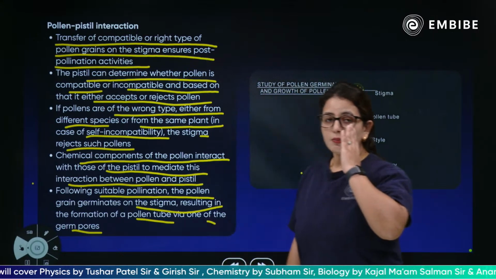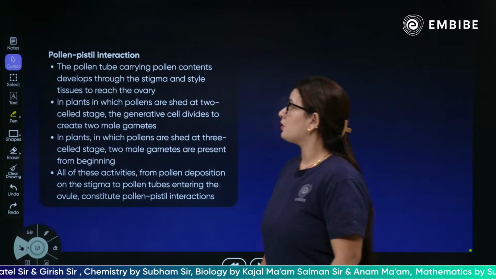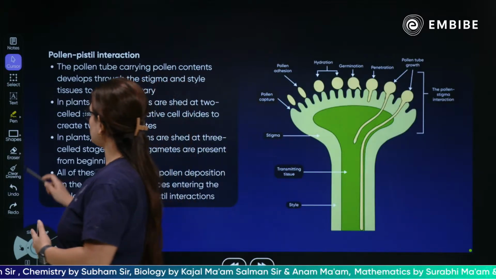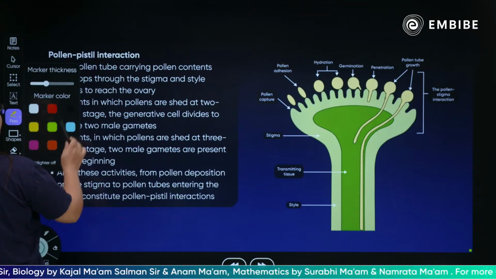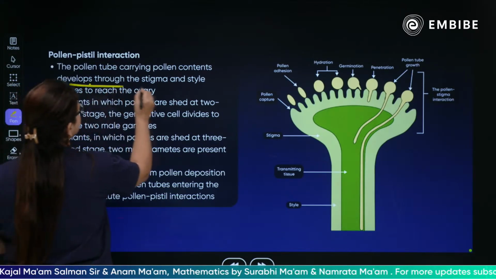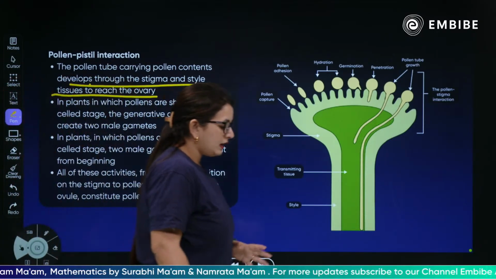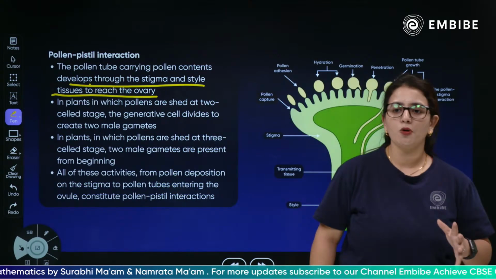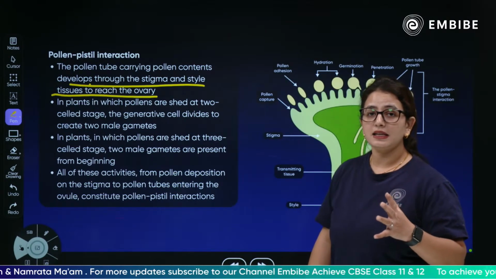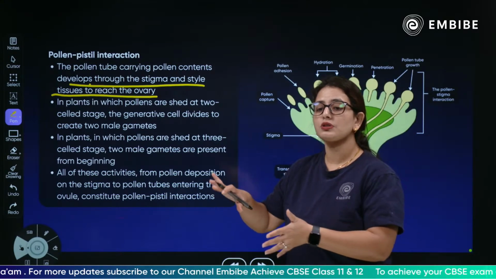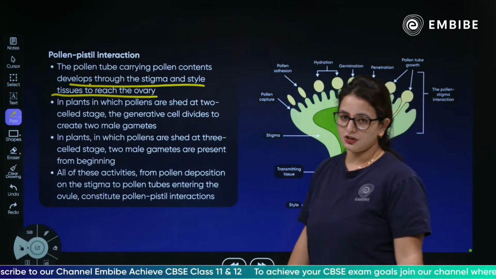Moving forward, talking more about the pollen pistil interaction. Next, we have the pollen pistil action, other methods also. The pollen tube carrying the pollen content develops through the stigma and style tissue to reach the ovary. The pollen tube carries the pollen content, and the stigma guides that pollen tube so that it can reach the ovary for fertilization.